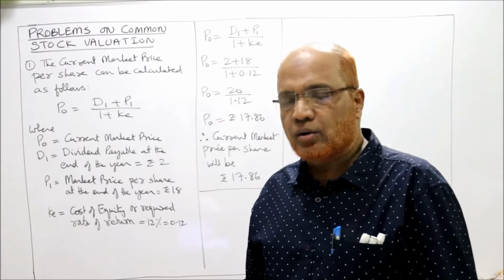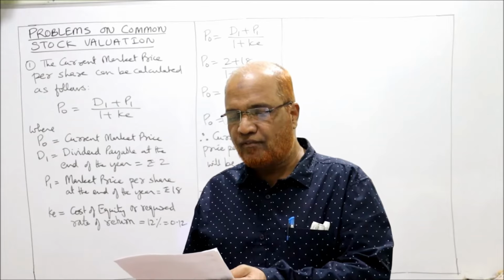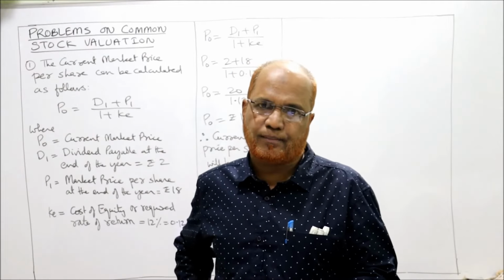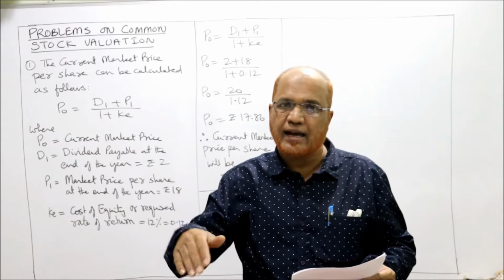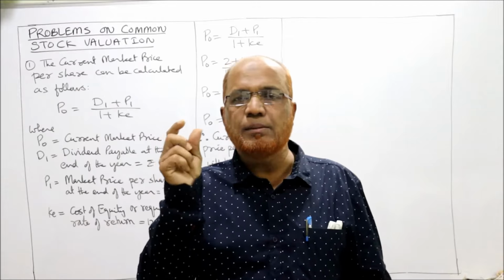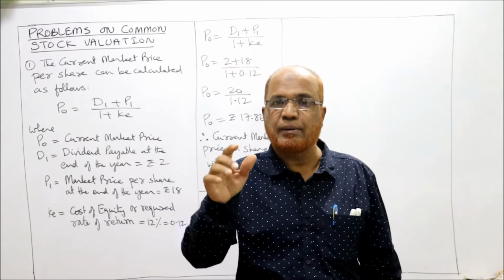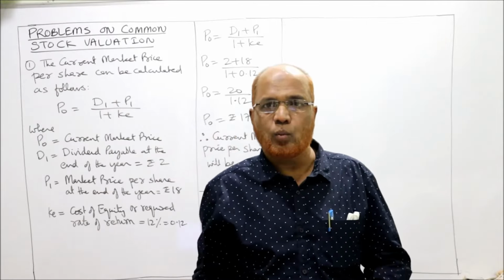Now, I'm reading out the second problem. The expected dividend per share of Vaibhav Limited is rupees 5. Expected dividend at the end of the year means D1. You have to remember the notations. The symbols we are using, you have to remember them. D1 means expected dividend at the end of 1 year.